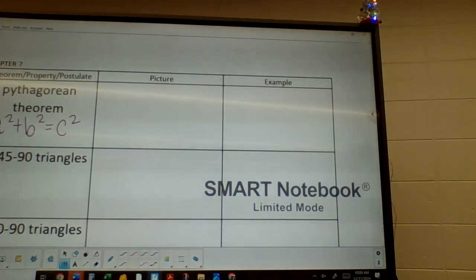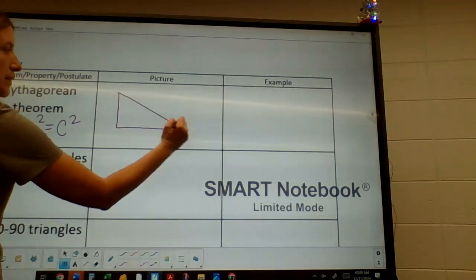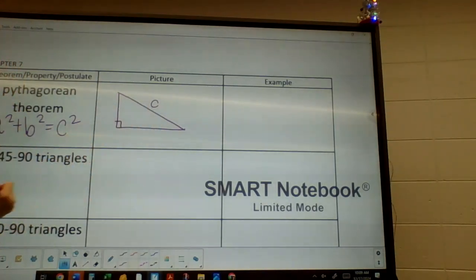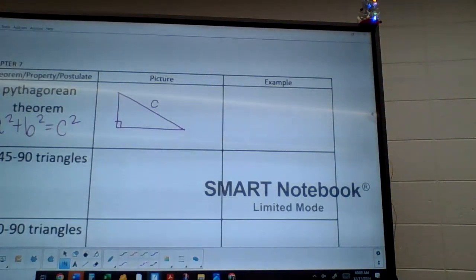So our a squared plus b squared equals c squared. And the biggest thing with Pythagorean theorem is knowing which side is c. C has to be the longest side. It has to be the hypotenuse across from the right angle.